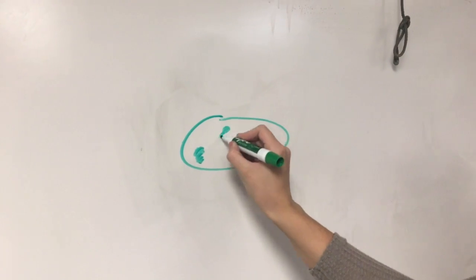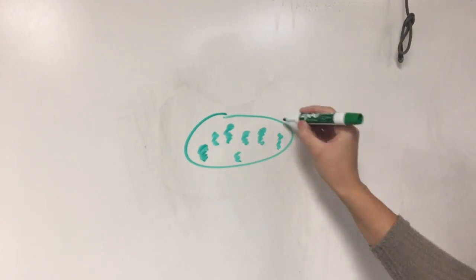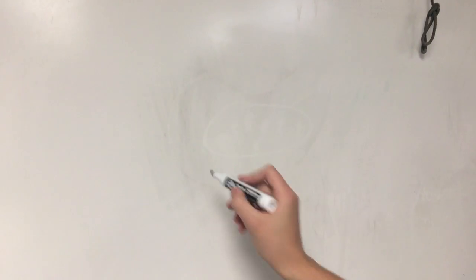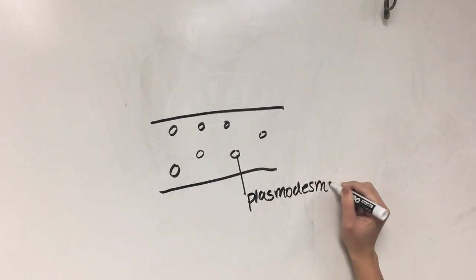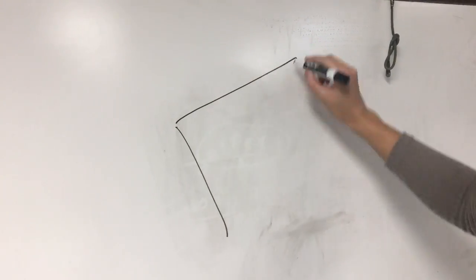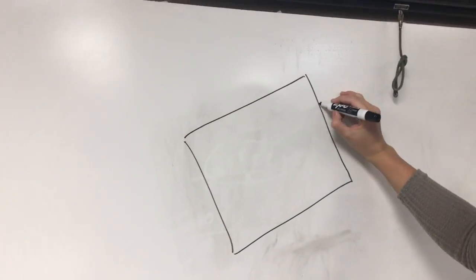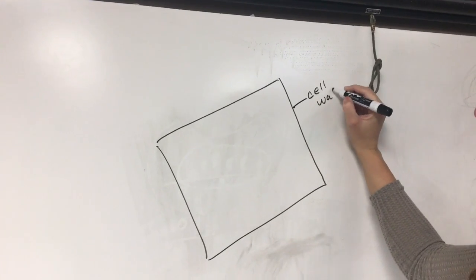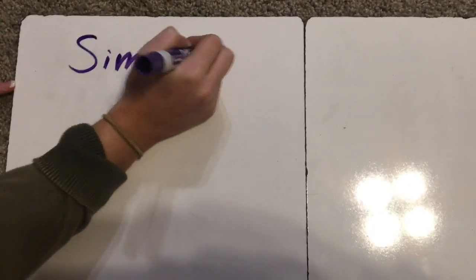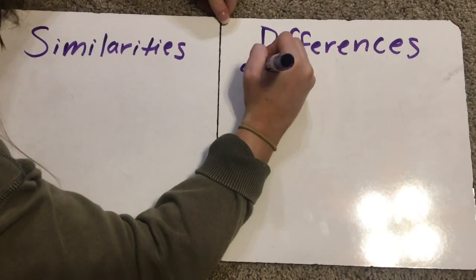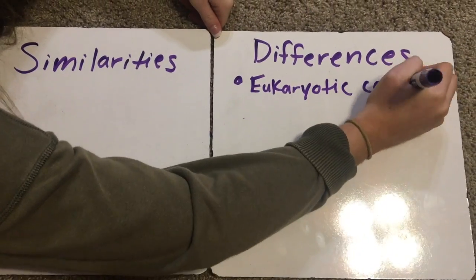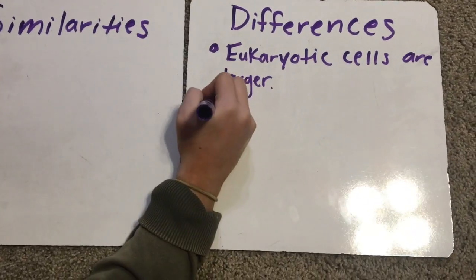The chloroplast converts energy of sunlight to chemical energy stored in sugar molecules. The plasmodesmata allows communication between cell walls and adjacent plant cells. The cell wall maintains the cell shape and protects the cell from mechanical damage. Now that we have discussed the prokaryotic and eukaryotic cells, we can now move on to how both cells are similar and different. To start off, the eukaryotic cell is much larger than the prokaryotic cell.